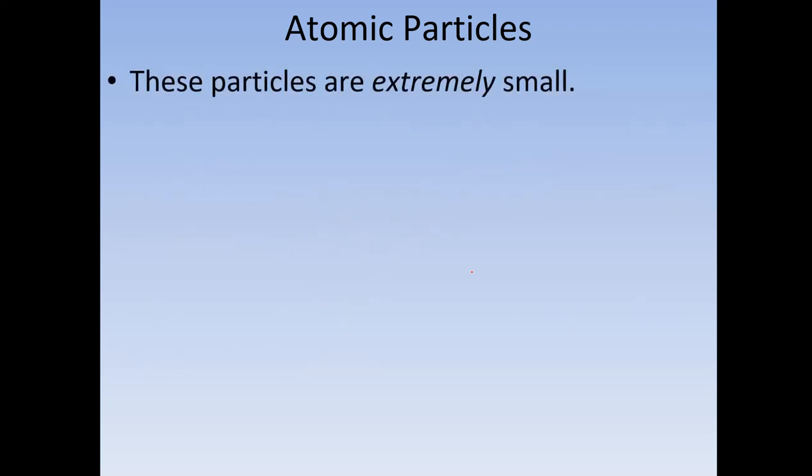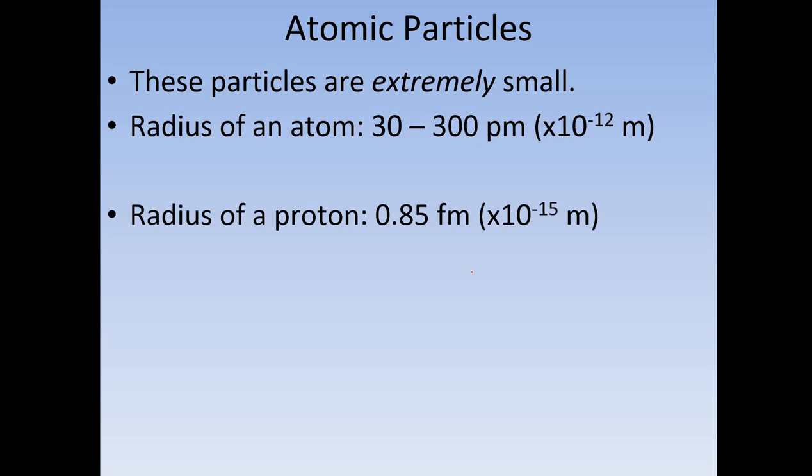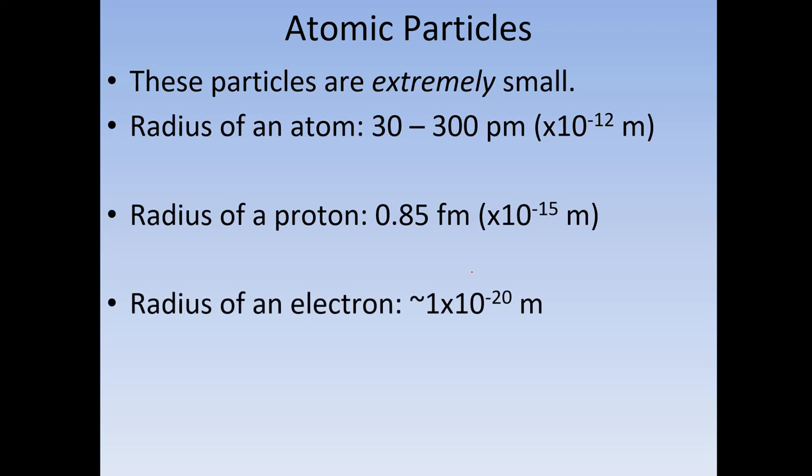So the protons, the neutrons, and the electrons are all really small particles. The radius of an atom is on the scale of 30 to 300 picometers, which is 10 to the negative 12. Protons are about 0.85 femtometers, which is 10 to the negative 15. Electrons are even smaller at 10 to the negative 20. A lot of times in science, we consider electrons as infinitesimally small points in space.